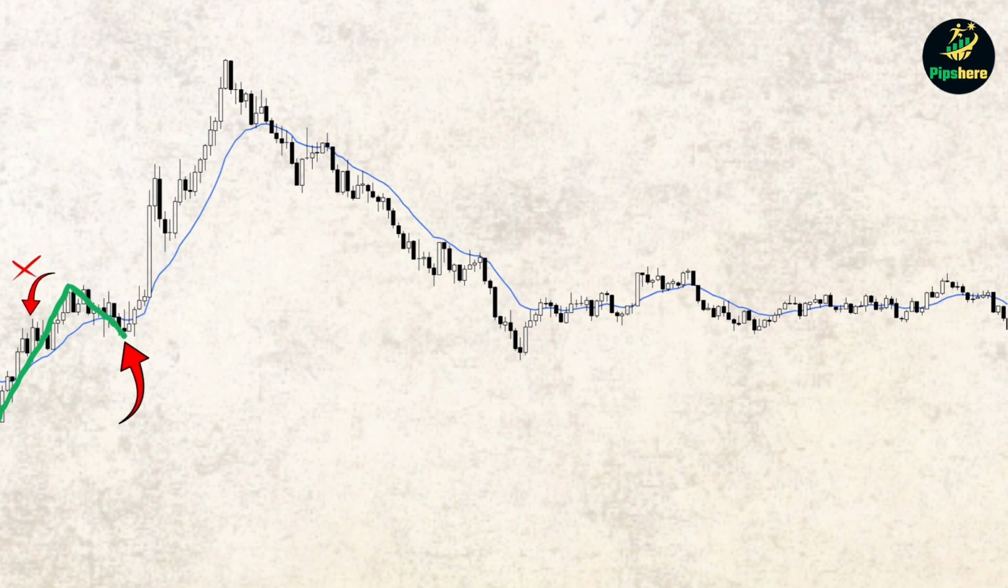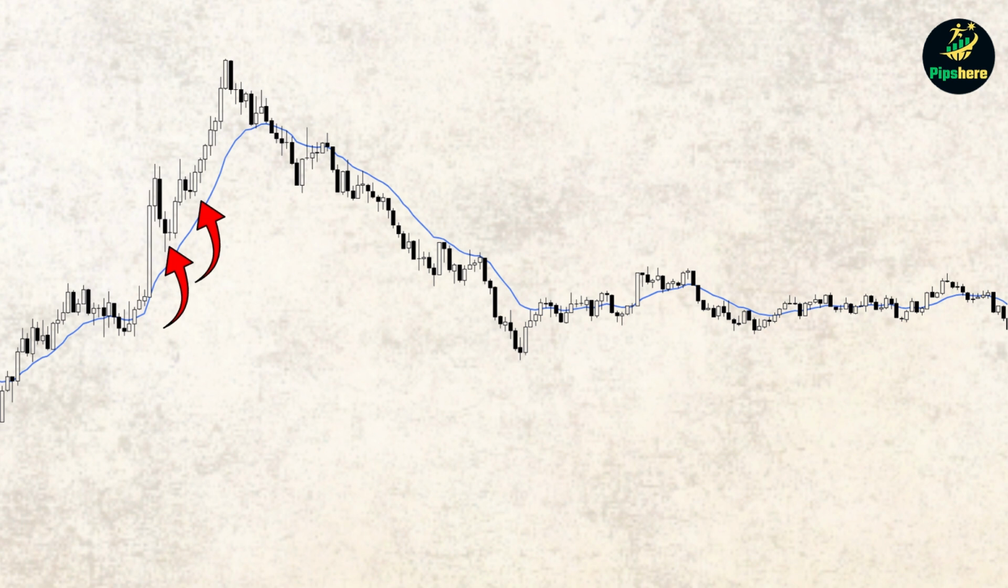Here, the market makes a deep pullback that moves below the EMA before creating a new higher high. Then the market pulls back again, but this time it remains above the moving average. The next pullback also stays above the EMA. Now compare the distance between these pullbacks and the moving average. You'll notice that they are very similar.